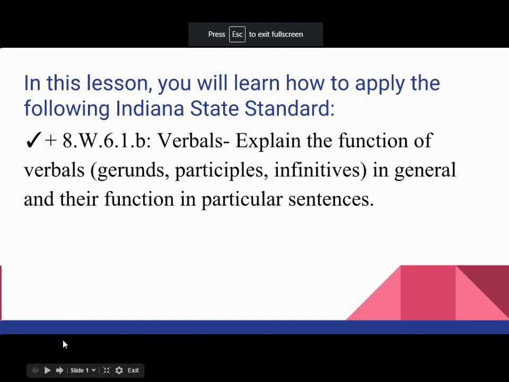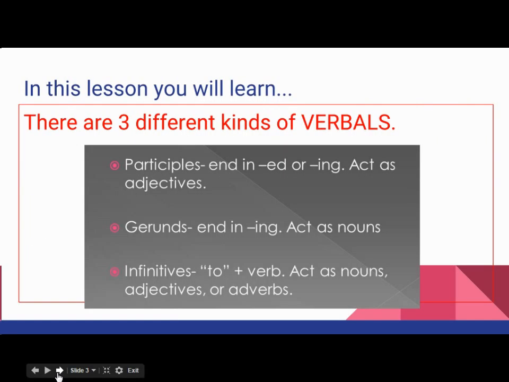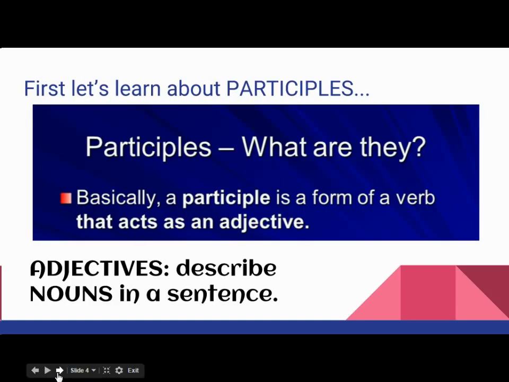As we discussed in the last lesson, we are learning about verbals. Verbals are action verbs that do not function as verbs. And we talked about the three different types there were: participles, gerunds, and infinitives. So in this lesson, let's first learn about participles.